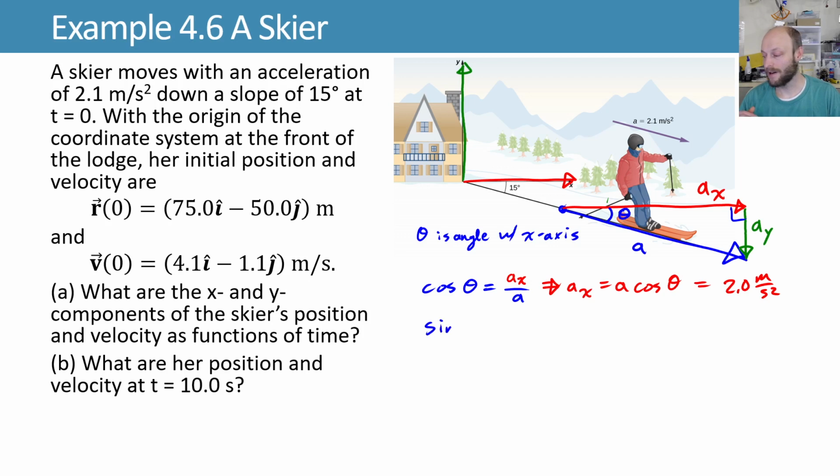We can do the same thing for the y using the sine. So the sine is the opposite side over the hypotenuse, where this opposite side is ay. Again, as long as we know the angle with the x-axis, then this relationship will be true. If you have the angle with the y-axis, you can write the trigonometric relationship for that angle as well, or you can do a little bit of geometry to get the angle with the x-axis and then just always use these relationships. Whatever is less error-prone and makes the most sense to you. We can again solve this for the y component of the acceleration, and we get negative 0.54 meters per second squared. Lovely.